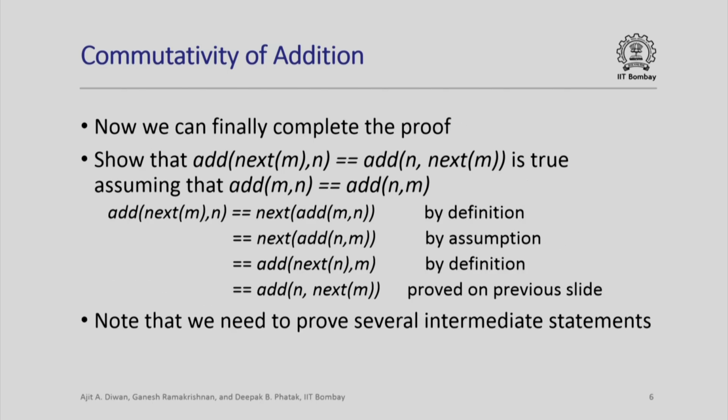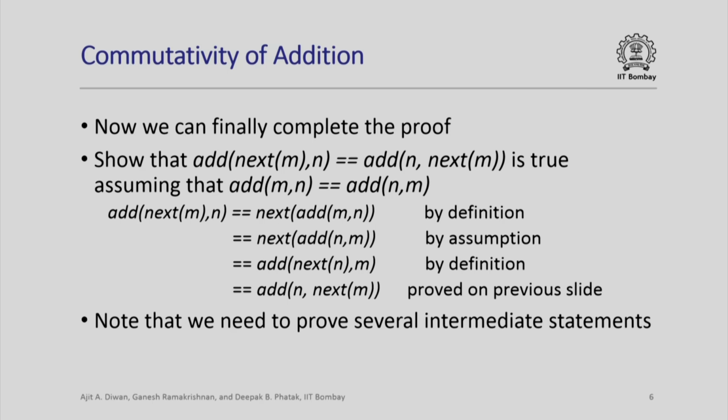Now we can finally complete the proof. So we want to prove that add of m comma n is add of n comma m. We have shown that this holds for when m is equal to 0. Now we want to assume that it holds for m and show that it is true for next m. So add of next m comma n, assuming add m n is add n m. Again simplify in the same way, add of next m comma n is next of add of m comma n. This is the definition of the add operation. This is equal to next of add of n comma m.